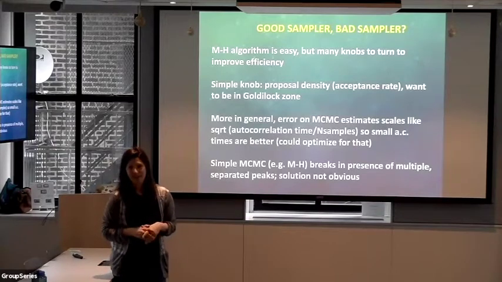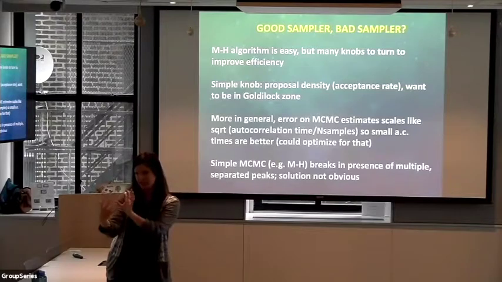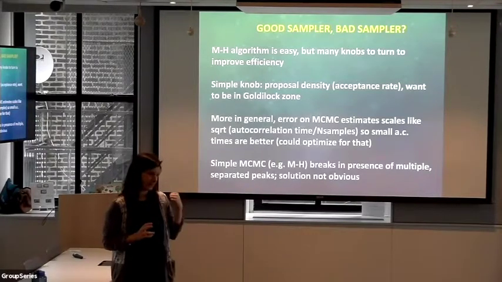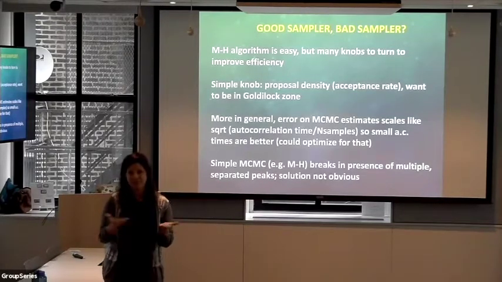The problem is that it's very hard to believe that the density of points in your chains is proportional to the volume in the local minima. This is the thing that, as we will see, typically breaks. And so for that, there is no obvious solution.